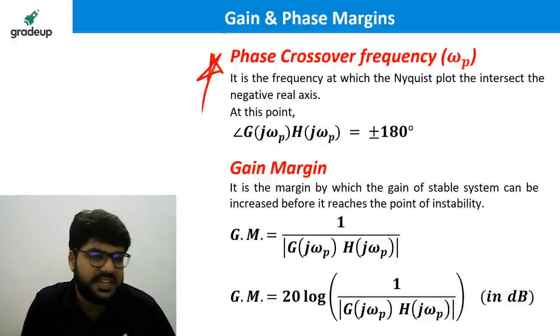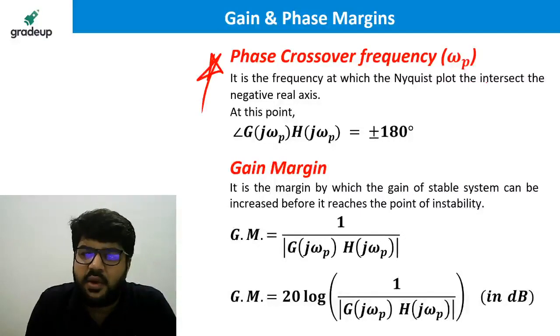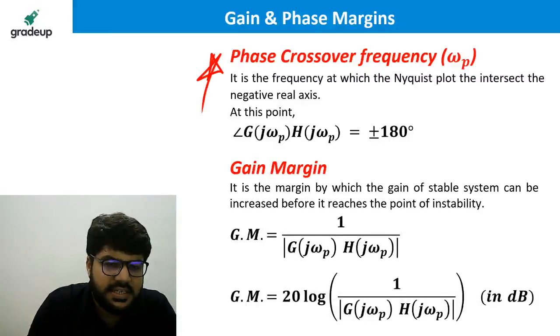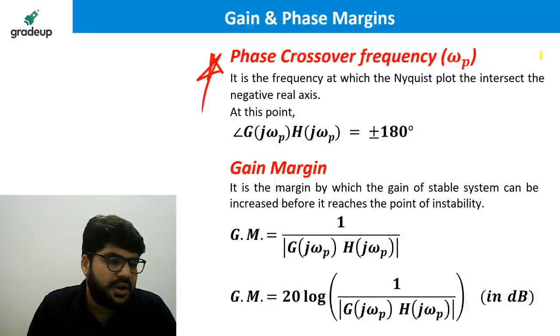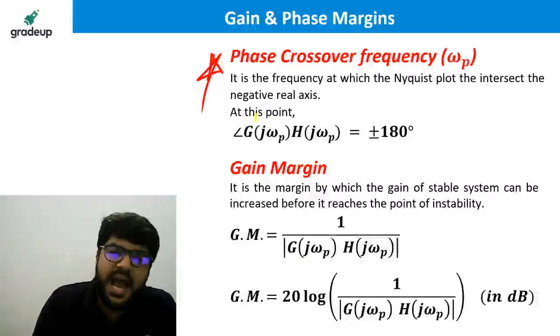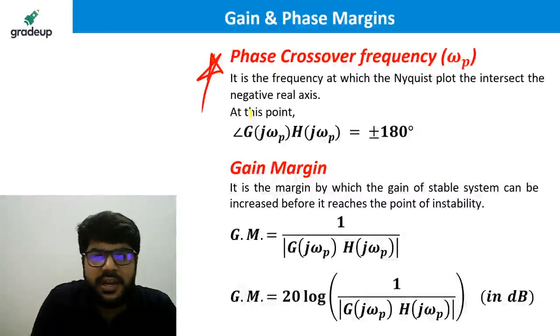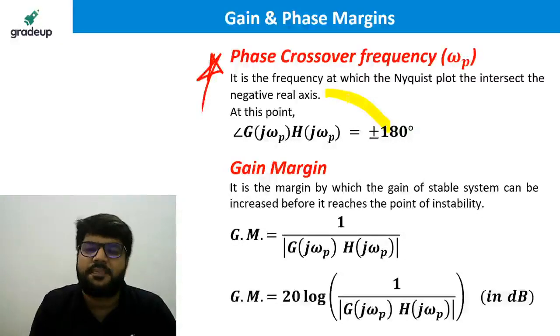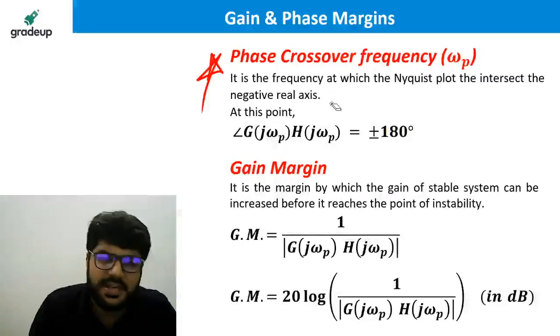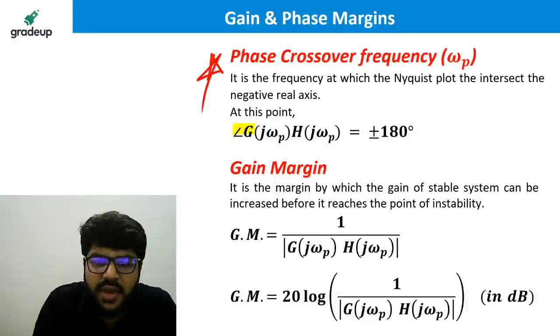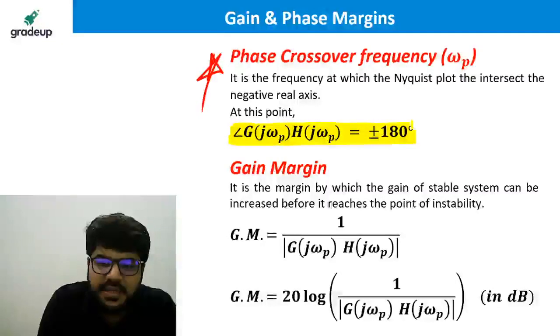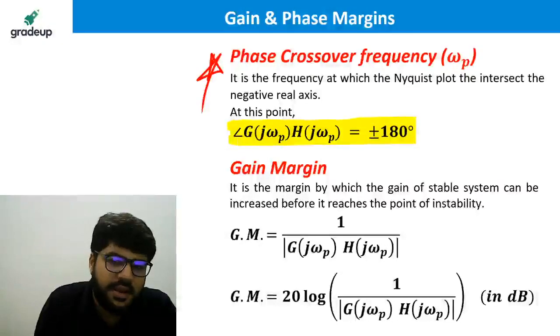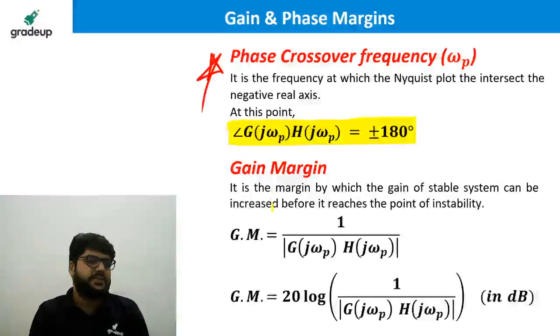The first important definition. It is the frequency at which the Nyquist plot intersects the negative real axis. And how will you get this frequency? You are going to intersect the negative real axis, and what is the phase of the negative real axis? -180 or plus 180, whether you go clockwise or anti-clockwise. Plus minus 180 both can be written. So at this point, the angle Gj omega p, Hj omega p, where omega p is the phase crossover frequency, should be equal to 180 or minus 180 degree.